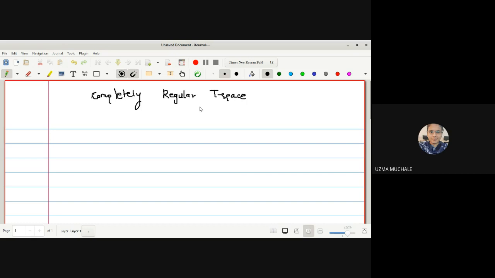So what is a connected set? A connected set means it cannot be written as a disjoint union of two non-empty open sets. Just like that, a separated set means what? There should exist two non-empty disjoint sets. Disjoint means their intersection is empty, such that their union gives the set itself.